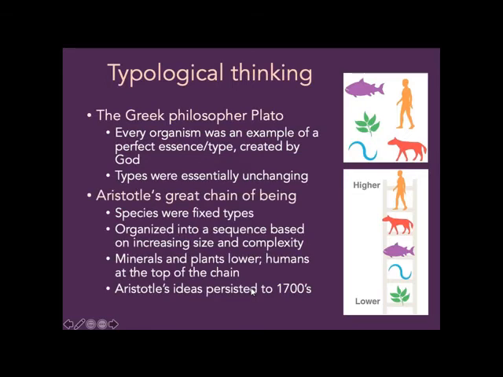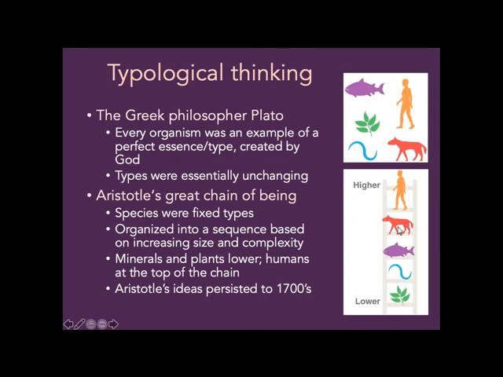All right, a little bit later, Aristotle took the current idea about these essences or fixed types and took it one step further. He created what's called the great chain of being. His philosophy was that these fixed types of species were organized into a sequence based on increasing size and complexity. So he had this chain where things he considered lower, like minerals and plants, were way down at the bottom, and then humans at the top. He organized all forms of life: maybe a nematode here, then a fish, then a short-necked horse or a tapir. It's whatever you want it to be.